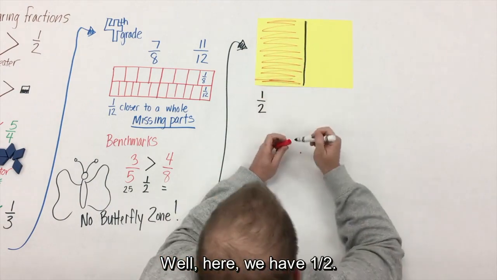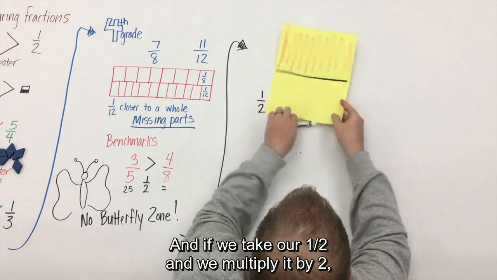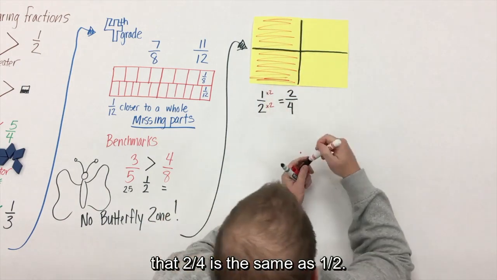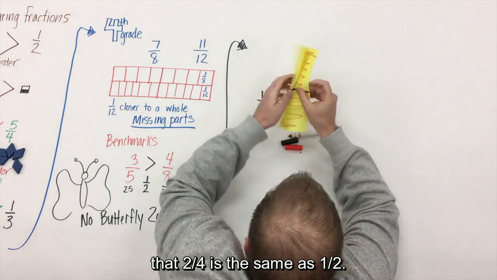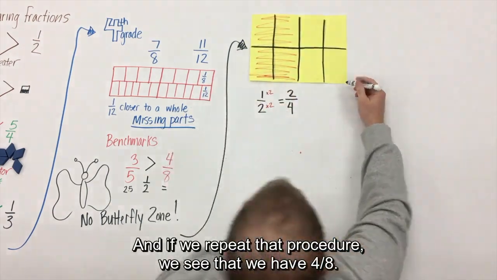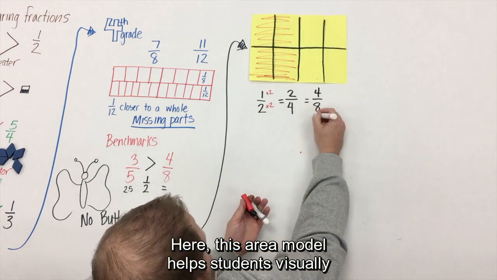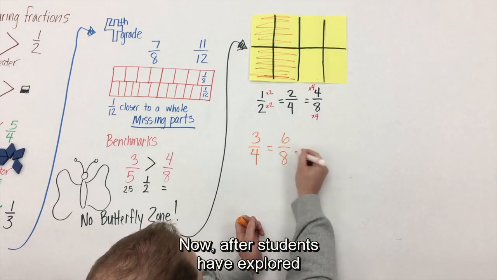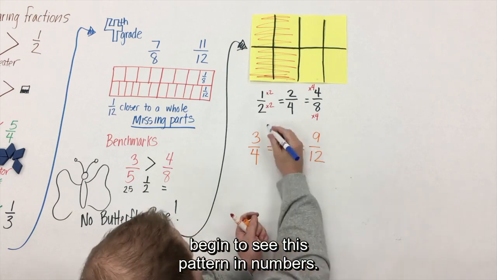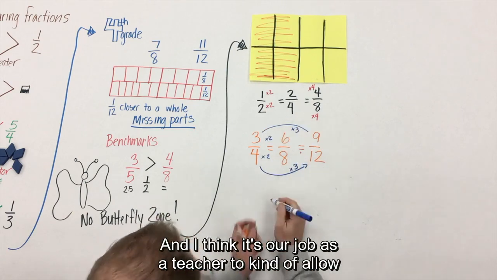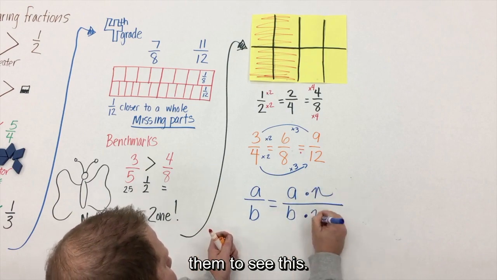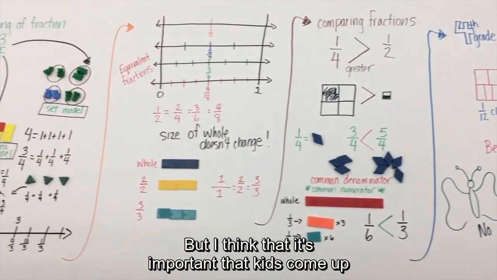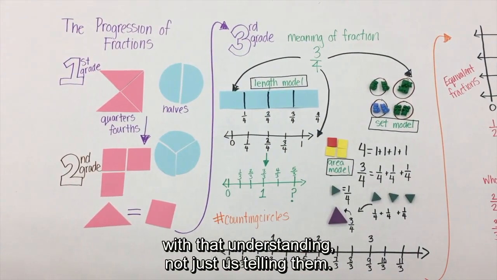Well, here we have a half, and if we take our half and we multiply it by 2, by dividing it, we can actually see that 2/4 is the same as a half. And if we repeat that procedure, we see that we have 4/8. Here, this area model helps students visually see equivalent fractions. Now, after students have explored with fractions lots of times, they begin to see this pattern in numbers. And I think it's our job as the teacher to allow them to see this. So students begin to see that whatever we do to the numerator, we do to the denominator. But I think that it's important that kids come up with that understanding, not just us telling them.